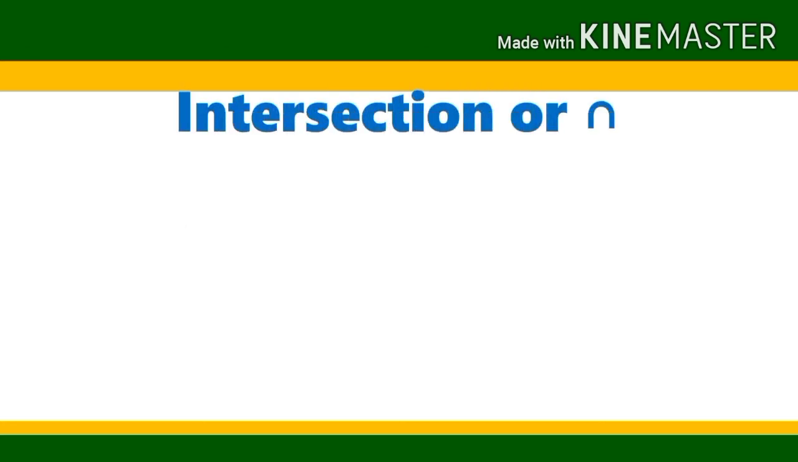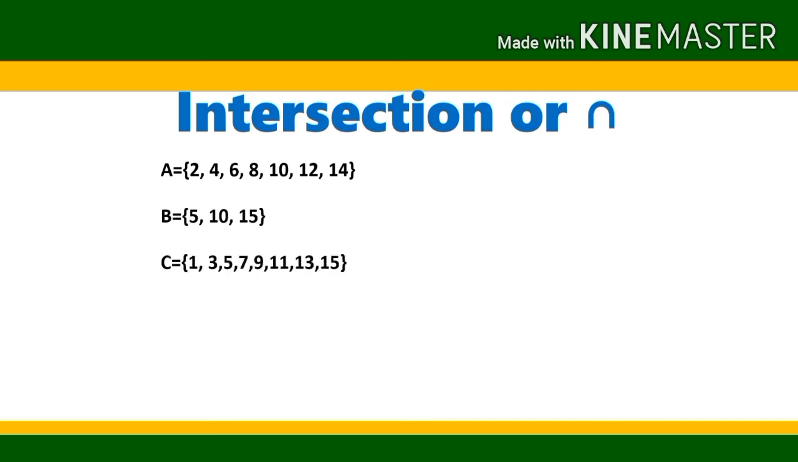This time, we're going to discuss intersection. When we say intersection, it is the common elements from the given sets. For example, we have given set A, set B, and set C. We're going to identify A intersection B. So you're going to look for the elements of A and B that are the same. So they have 10. So their common element is 10. That's why A intersection B is 10.